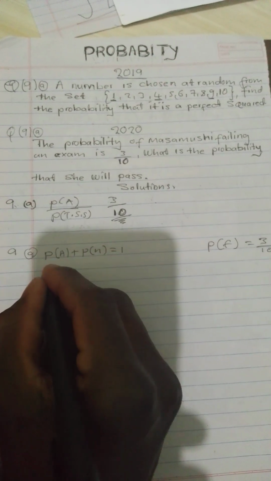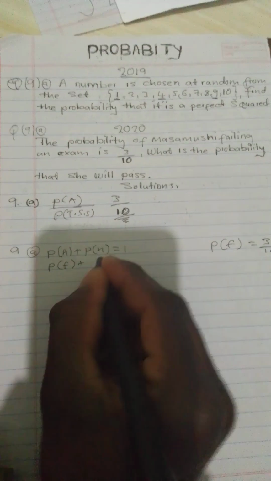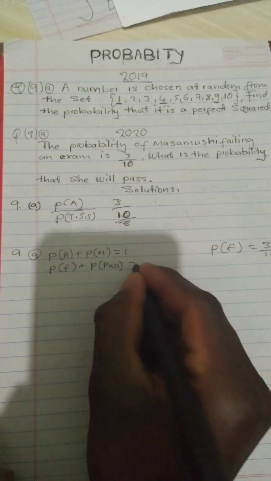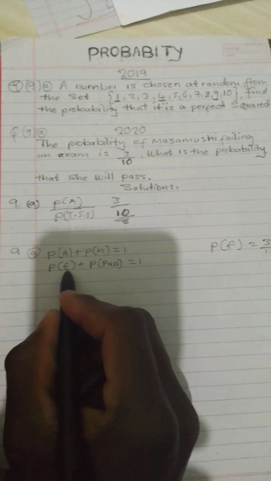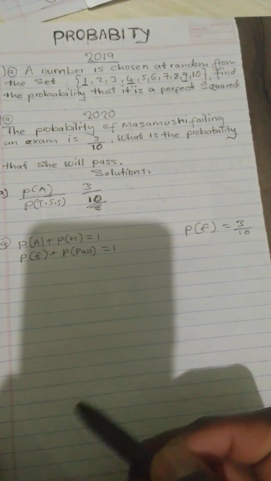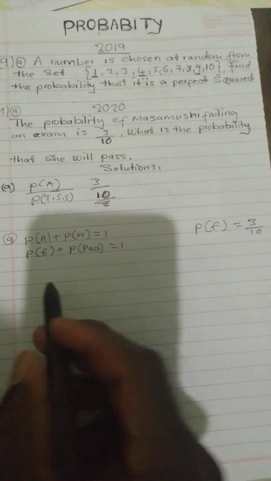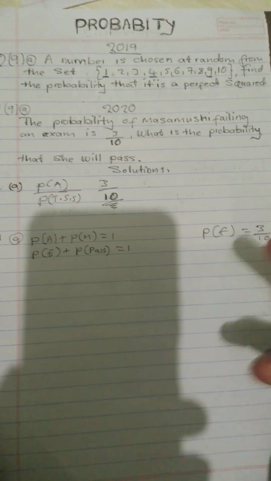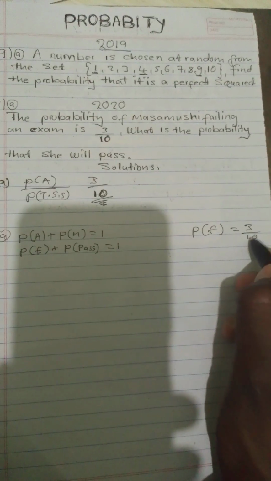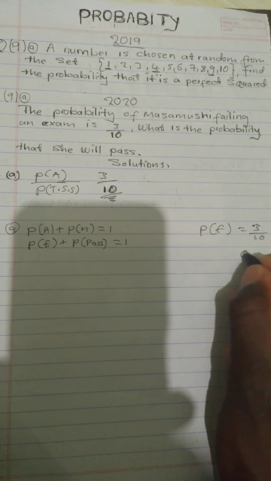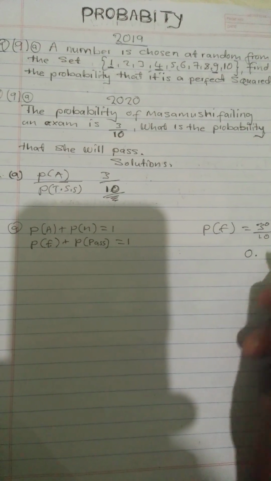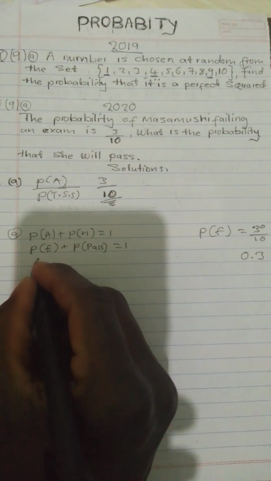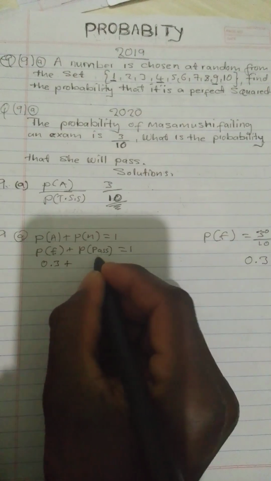So probability of A, we are going to say probability of failing plus probability of passing, which they want us to find, is equal to 1. The probability of failing, they gave us 3 over 10. When you are good with fractions, you can just put 3 over 10 here. But if you don't want to, you can just divide it and it will be easier for you. 3 divided by 10 is 0.3. So 0.3 is our probability of failing, plus the probability of passing.